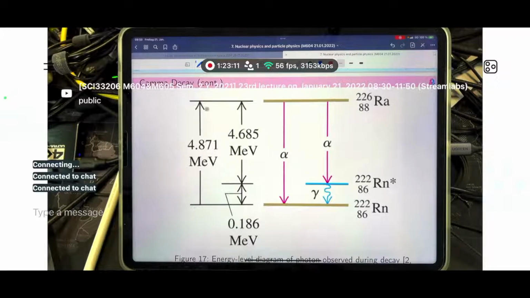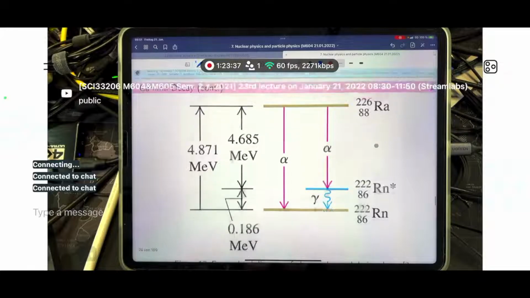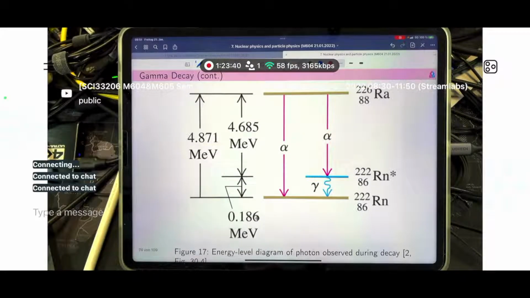The difference between the full released energy for the alpha particle and the partial released energy for the alpha particle is the value of the gamma ray energy. The difference of these two values is 0.186 mega electron volt. For radium decay, we get a gamma energy of approximately 0.18 mega electron volt per decay, per process. If you have more, you just multiply this energy.